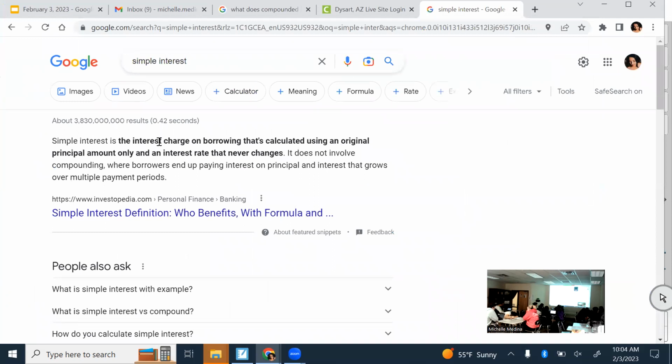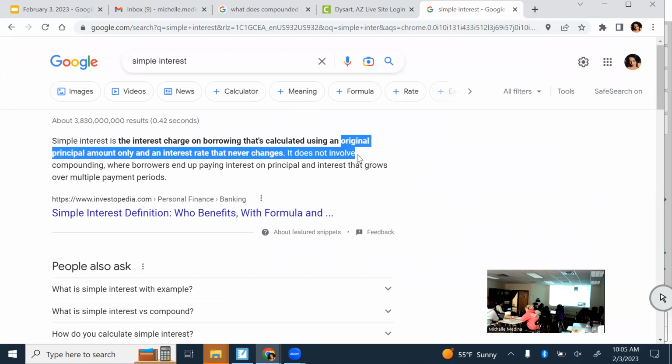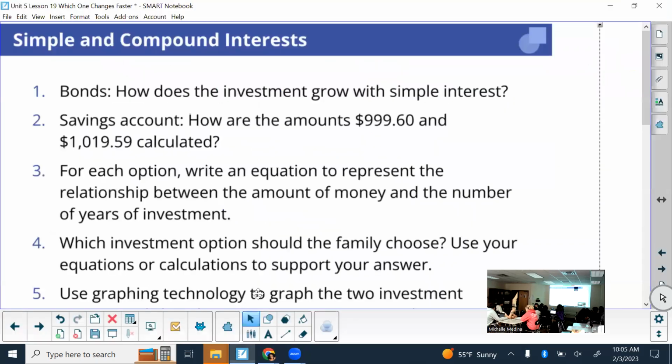But simple interest is a charge on borrowing that's calculated using an original principal amount only and an interest rate that never changes. So it's not like timesing 1.08 every time or something like that. It's timesing it just to the original principal amount. So we're adding the same amount each time, because that would never change. Does that make sense? Okay, so then back to the problem.